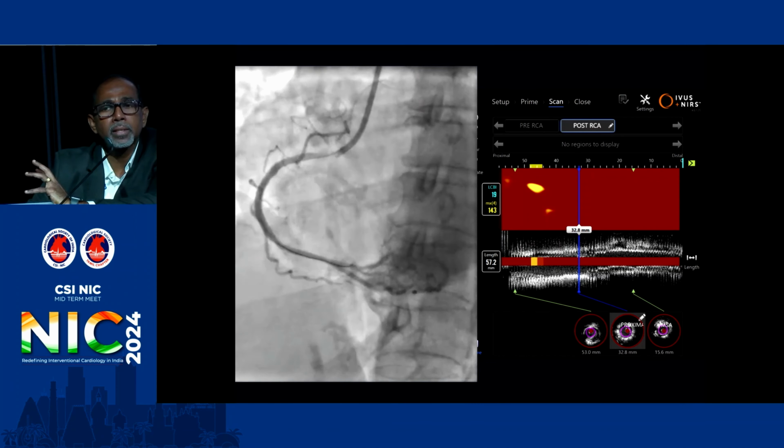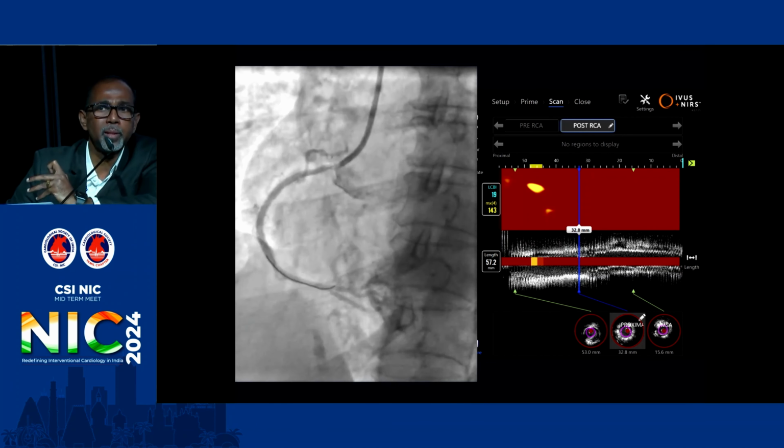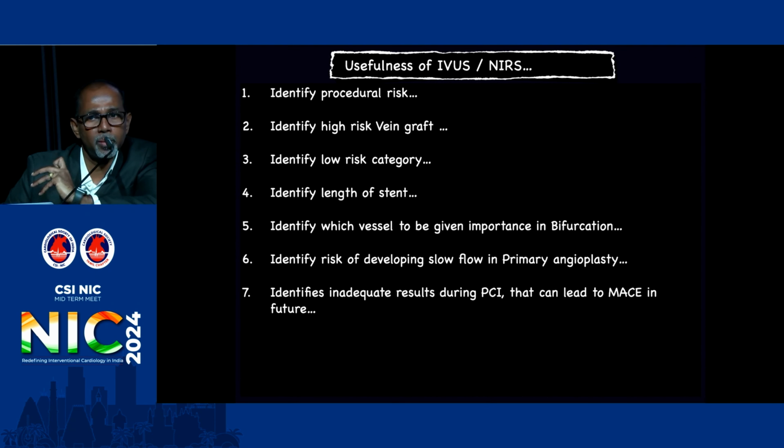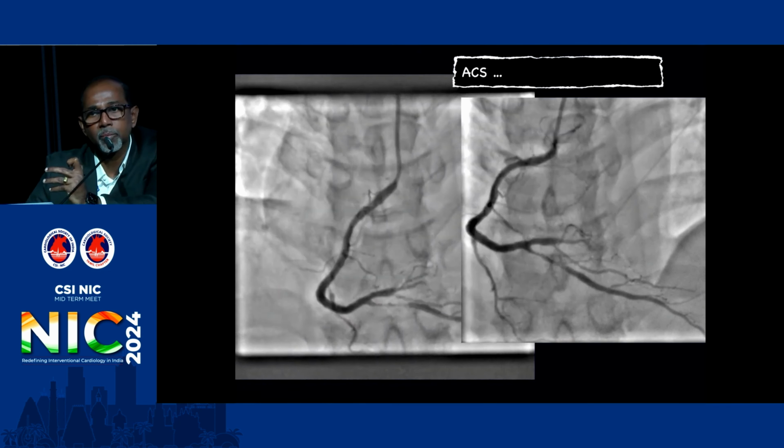So just to make us understand that when you have a huge lipid pool in acute myocardial infarction, you are likely to have more of slow flow, and the procedure is going to be more difficult. Now, with the help of NIRS, you could also identify the results achieved during PCI, which can lead on to MACE during the long term.